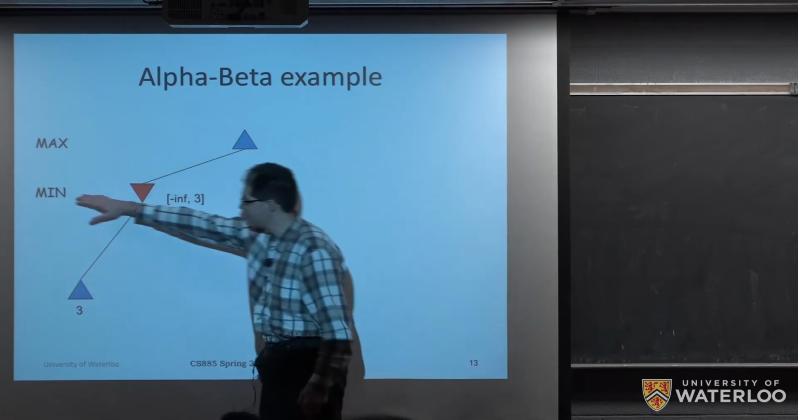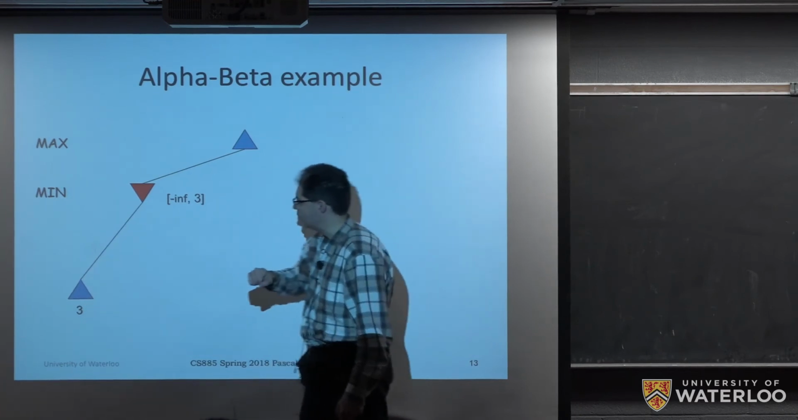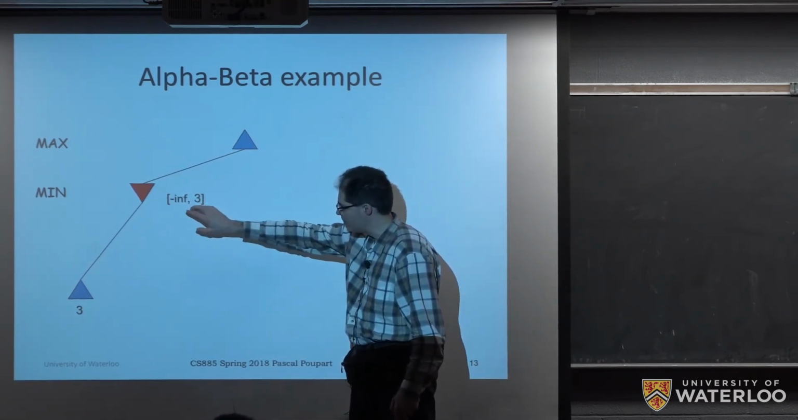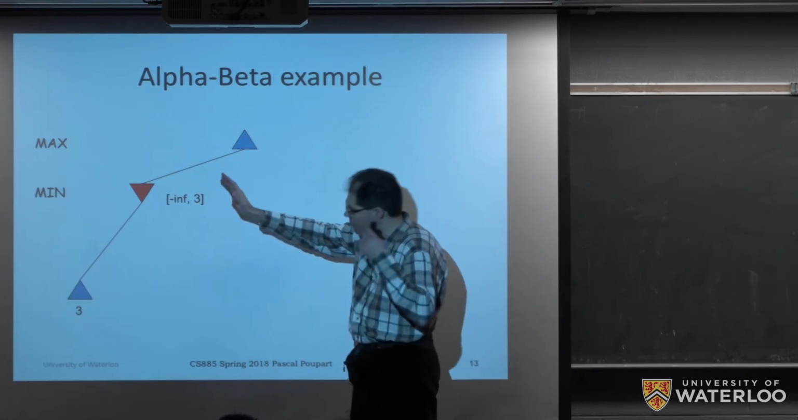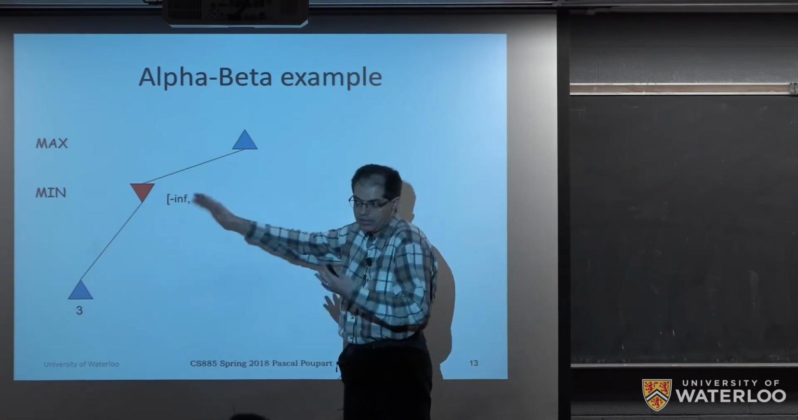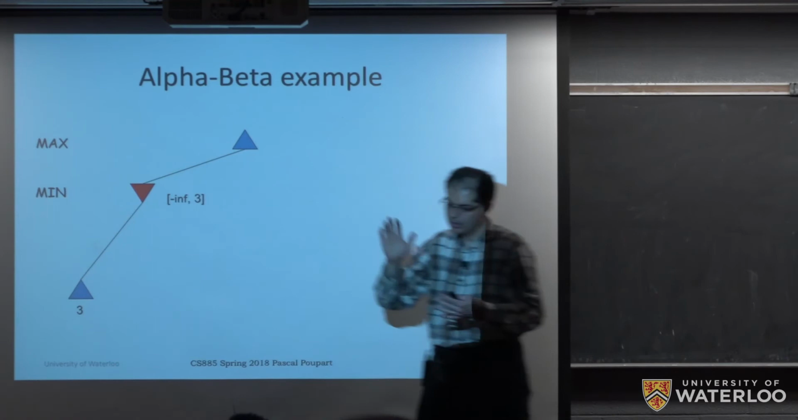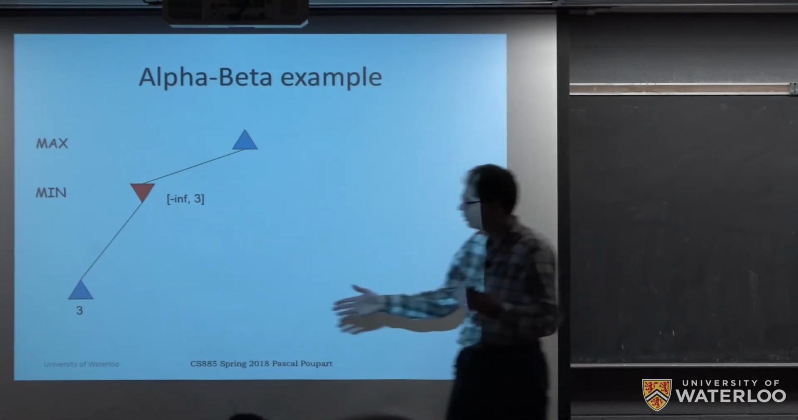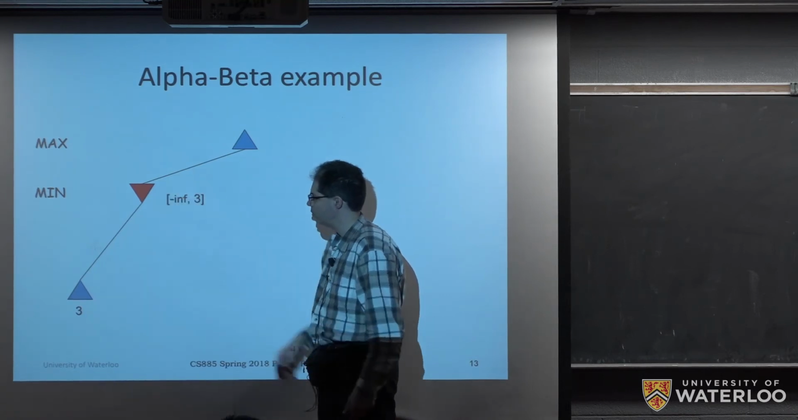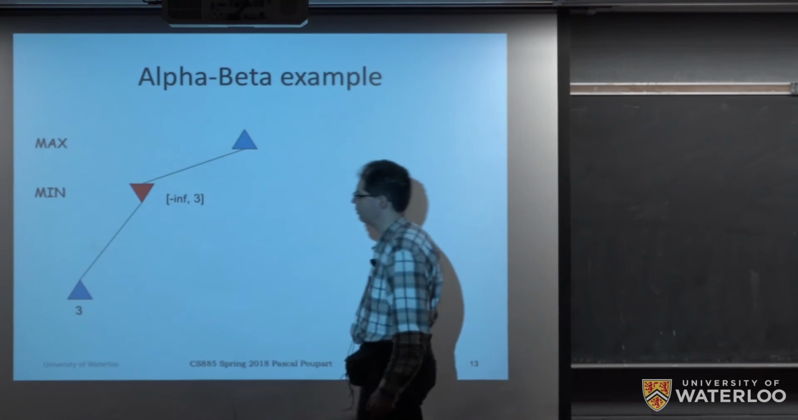we can say that because at this level, min would try to find the lowest value possible, it has some bounds. It knows that what it will settle on will be at most 3 because it found 3 already. So this is an upper bound. And then the minus infinity simply indicates that it could get arbitrarily lower. We don't know yet. So there's no lower bound, in fact, on what it might find. So right now we just have an upper bound of 3.